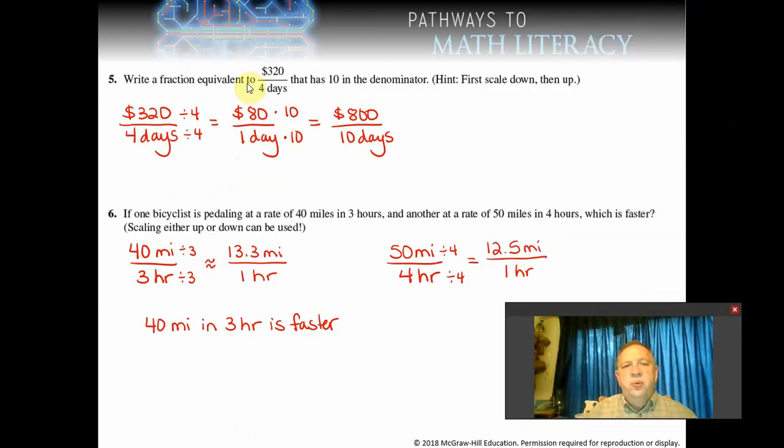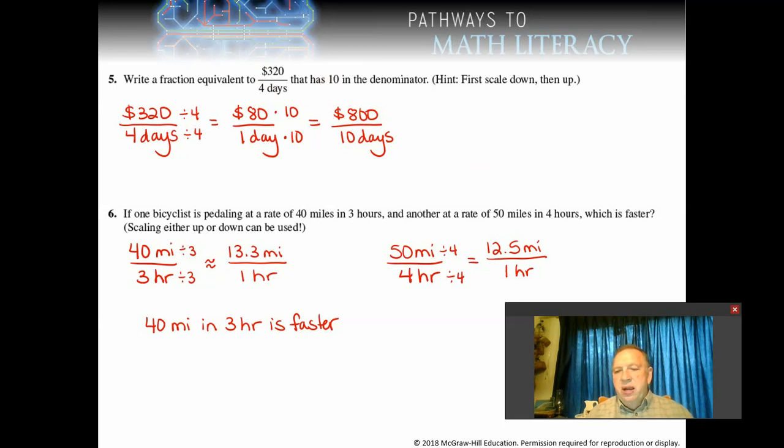So here we want to write a fraction equivalent to $320 every 4 days that has a 10 in the denominator. The easiest way to do this is to get this down into a per unit rate. So I'm going to divide the top and the bottom by 4. That gives me the per unit rate. The per unit is the day. That's $80 per day. And then I want to multiply the top and the bottom by 10 so that I have a 10 in the denominator. So that's $800 every 10 days.